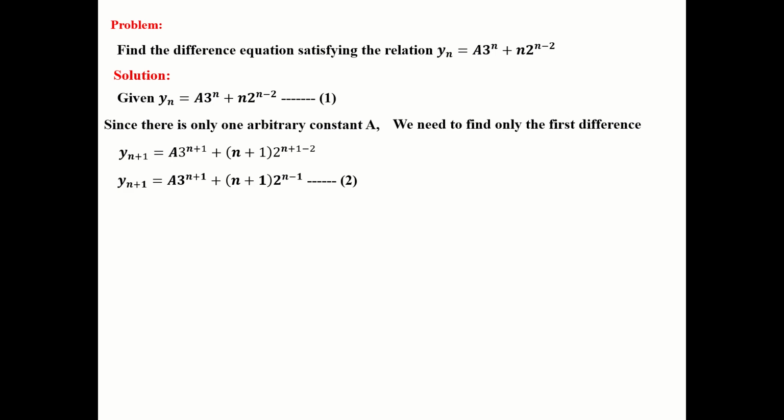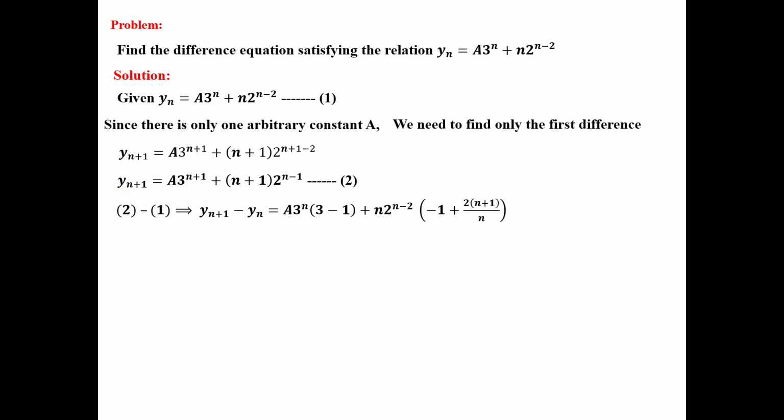Now yn plus 1 equals a into 3 power n plus 1 plus n plus 1 into 2 power n plus 1 minus 2, which becomes 2 power n minus 1. That is equation number 2. Now subtract equation 1 from equation 2. So first the left hand side: equation number 2, yn plus 1, minus equation number 1, yn.